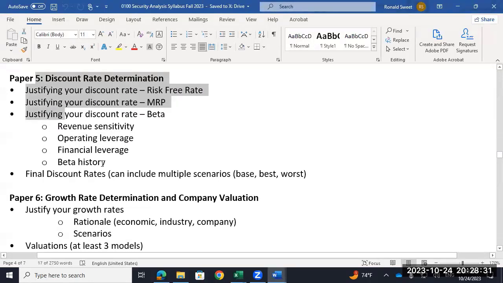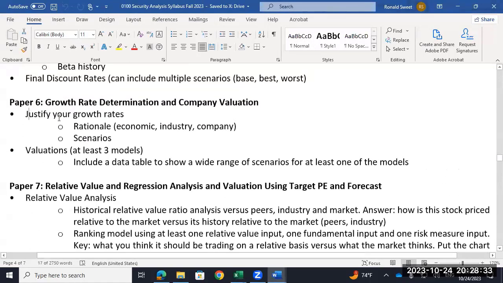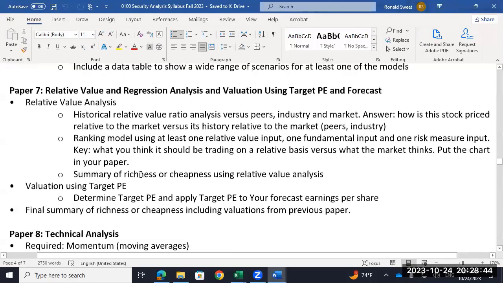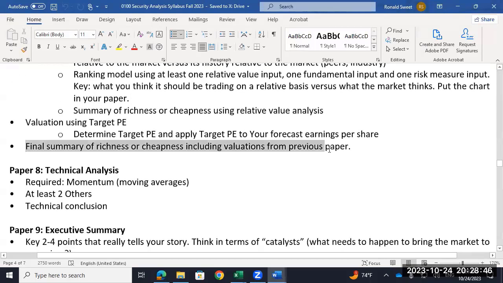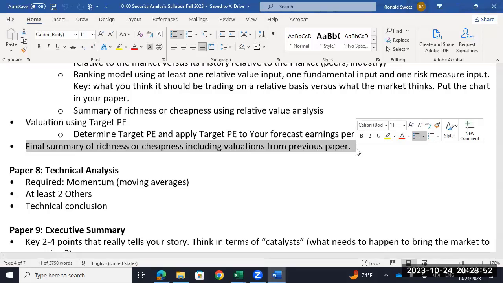Paper 5 is really straightforward. So paper 6, justify your growth rates and valuations. I used to say, and you may notice this in some of the papers, to do a summary of all your valuations. But I'm going to save that for the end of paper 7. Paper 7, you're going to bring everything you've done into one place and talk about the firm overall. And that's where the football chart's going to come in.